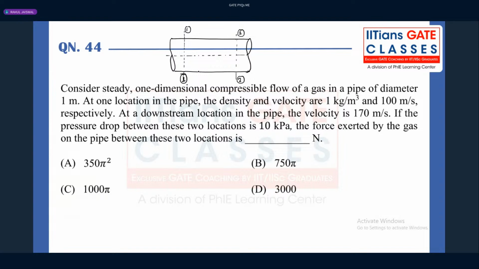At one location in the pipe, the velocity at section 1 is 100 meter per second, and the density is given as 1 kilogram per meter cube. At the downstream location, the velocity is what, guys? It's 170 meter per second. If the pressure drop between these two locations, that is P1 minus P2, is 10 kilopascal, the force exerted by the gas on the pipe between these two locations will be what?